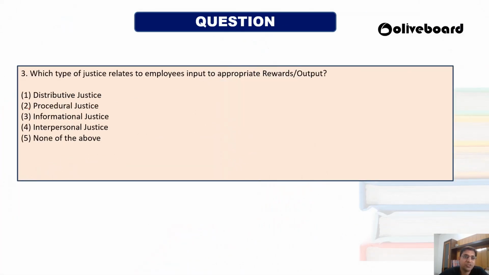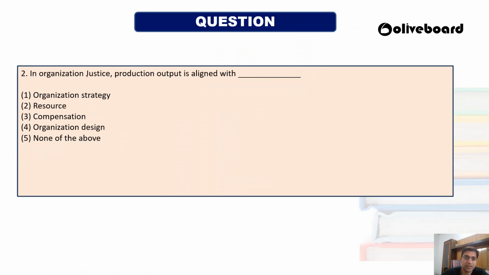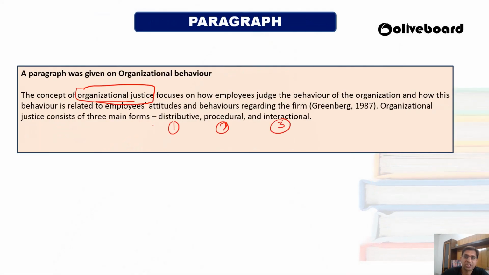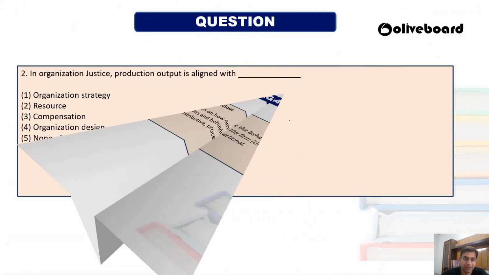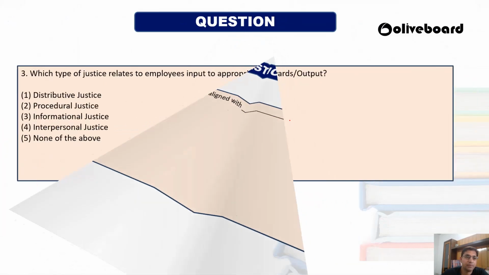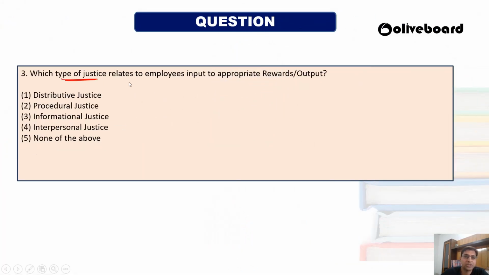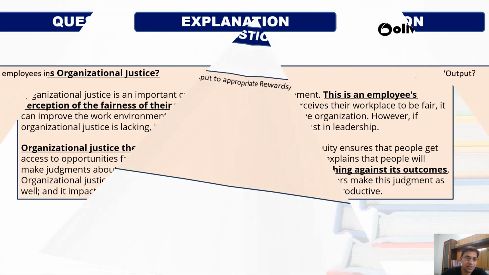Then, which type of justice relates employee input to appropriate reward and output? We have studied three types of justice, right? Distributive, procedural, and the third one is interactional, right? So which of the following justice relates employee input to the appropriate reward system? That is called distributive justice.